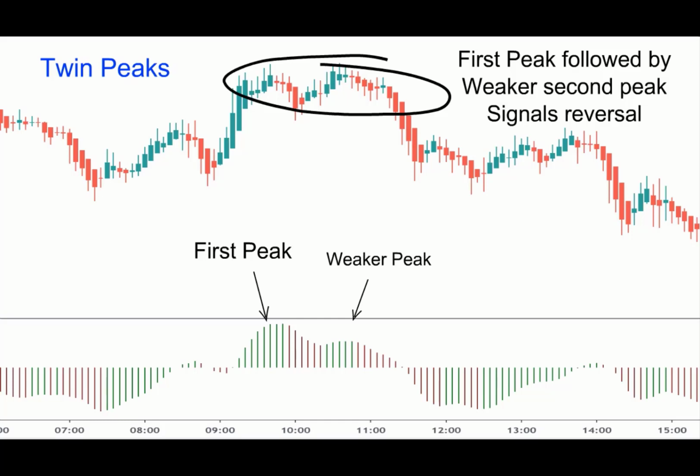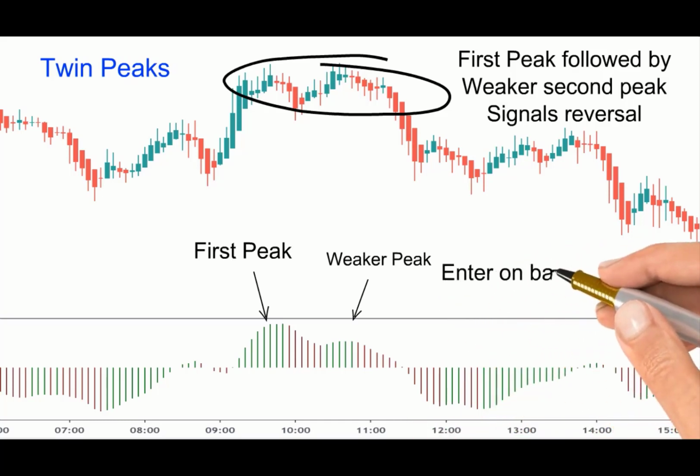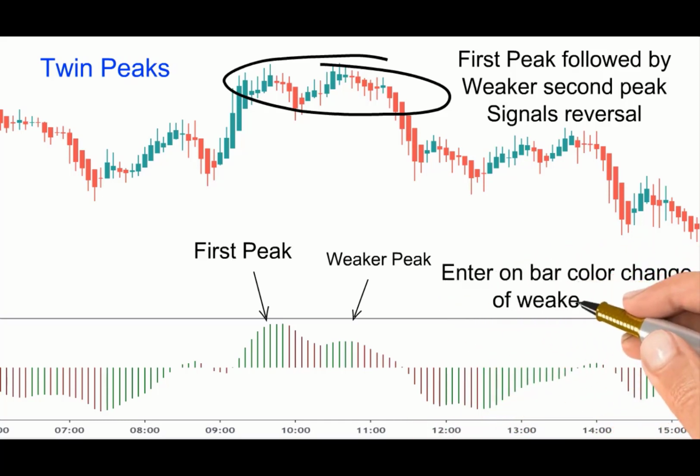So the question now is, well, where do you enter? Where do you take your entry? So what you want to do is wait for a color change of the bars in the weaker peak. All right, so basically what you're doing is you're looking for the weaker peak to start heading on the downslope so you can tell that it's actually a peak.